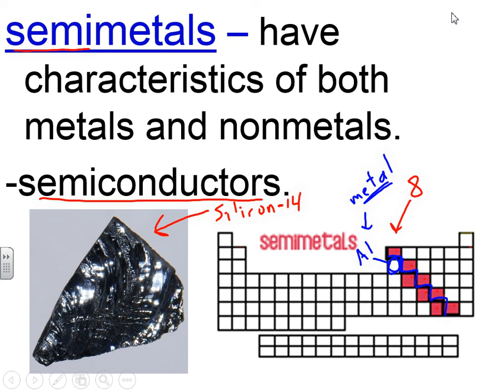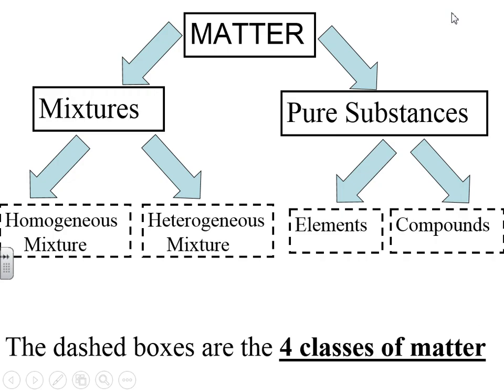Alright, so here is a quick overview of what we talked about. We said matter is split into 2 categories, into mixtures, which contain homogeneous or heterogeneous mixtures, depending how well they're mixed. And then we have pure substances, which are elements and compounds made from elements. And here it says the dashed lines are the 4 classes of matter. So this is a good overview of what we just discussed. Let's do a quick example problem, and we'll be finished.